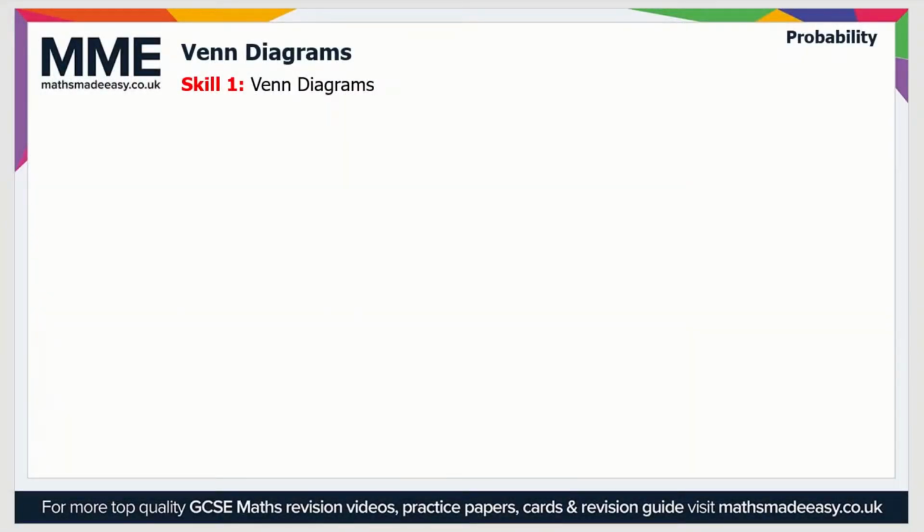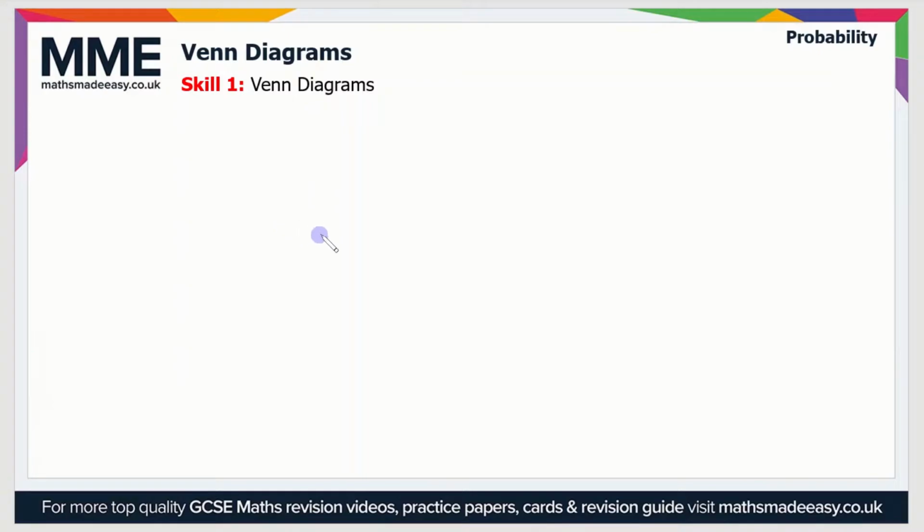Welcome to the Maths Made Easy tutorial on Venn diagrams. A Venn diagram is a way of categorizing or sorting different groups of data, which we call sets. I'm not going to go into much detail about sets because we do that in a separate video. We're only going to discuss how to sort sets into a Venn diagram.